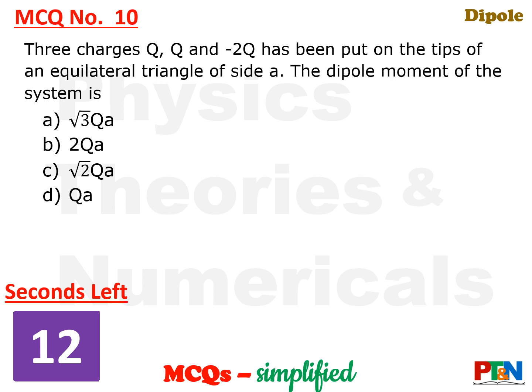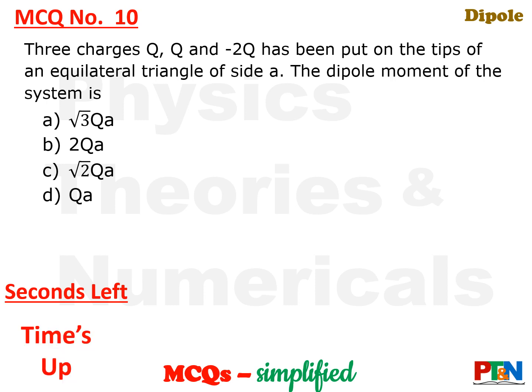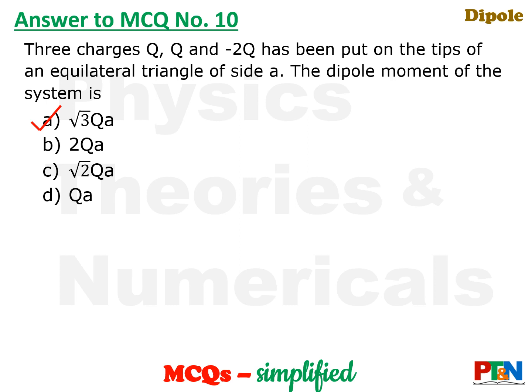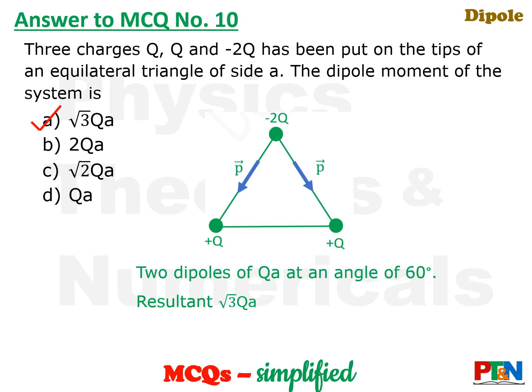If you require more time, do take time, pause the video, get your option and come back to the video. Time's up. Let's see the answer. The answer is option A, that is root 3 qa. Let's understand. The system, the way it has been given, you can assume it to be a combination of 2 dipoles and they are at 60 degree with each other. So you work out the resultant of the 2, it becomes root 3 into qa. So option A.